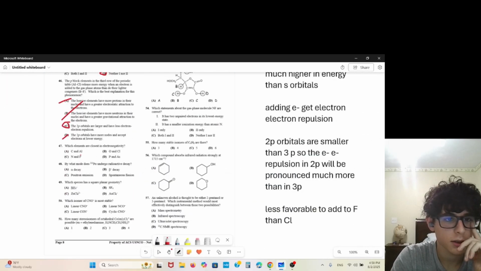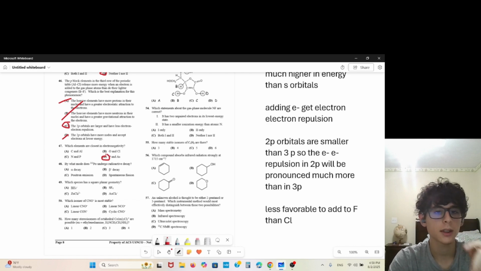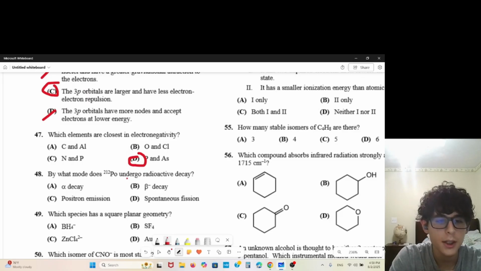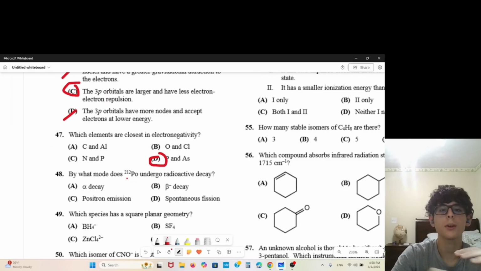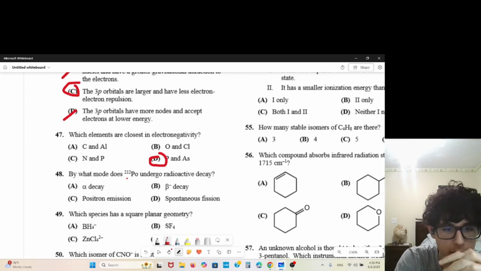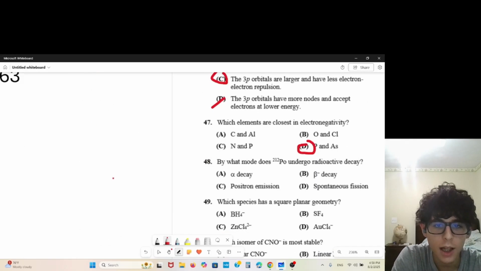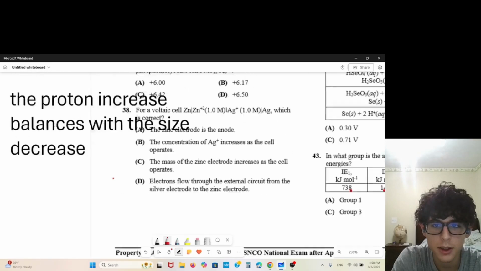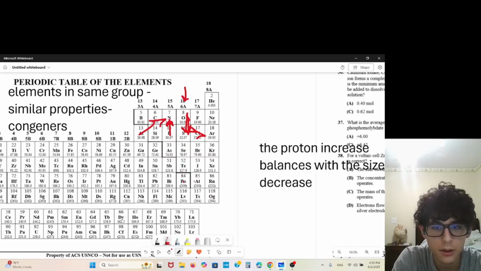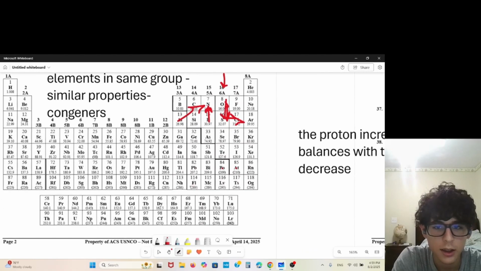All right. Alpha decay, beta decay, positron emission, spontaneous fission. Okay. So the method is that elements with high neutron-to-proton ratios undergo beta decay, but that's not really asked as much as alpha decay. Alpha decay is mainly for those radioactive elements that are after bismuth, right? So polonium, astatine, all of these radioactive elements.